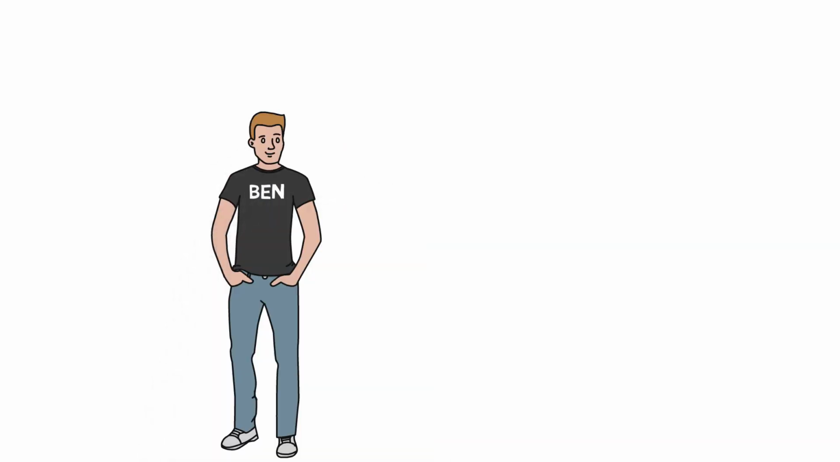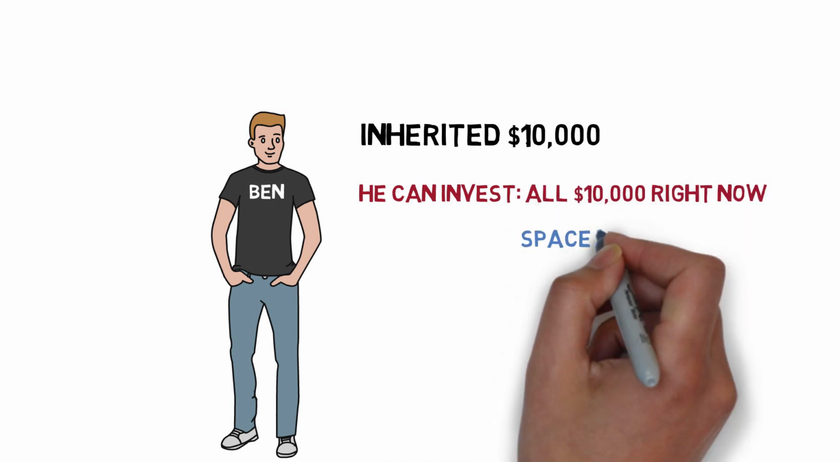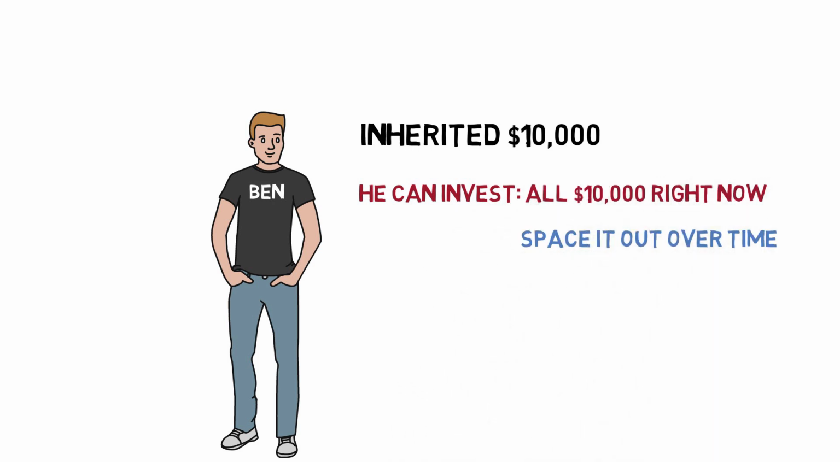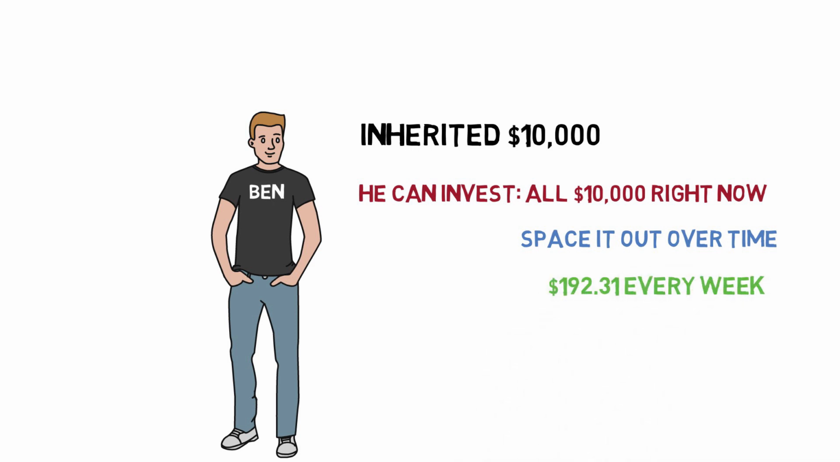This is Ben, and he has just inherited $10,000. He watched my last video on timing the markets, which is linked above, so he knows that you can't time the markets. He recognizes he therefore has two main options. He can invest all $10,000 right now, or he could space it out over time. For example, he could invest $192.31 every week for the next year.